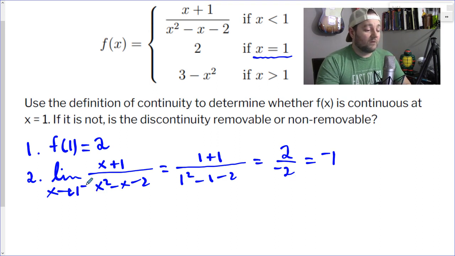Somebody might be thinking, what happened to my little tiny minus sign here? That doesn't really matter when I'm subbing it into a limit. There are situations where it might matter, but this is not one of them.